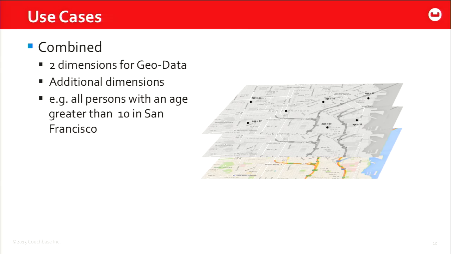Or you can do it combined. Something like all persons with an age greater than 10 in San Francisco would mean that your 2 dimensions in the first step are the points of your map, in this case a map of San Francisco. Then you can imagine having it a little bit layered. It's hard to visualize, but the next dimension would be the age, expressed as a numeric dimension.